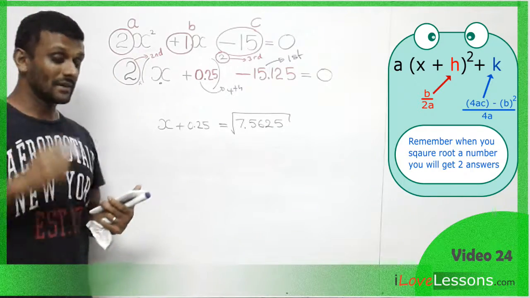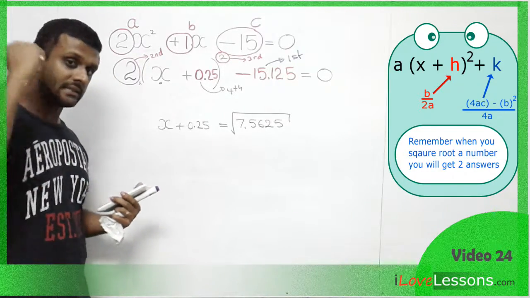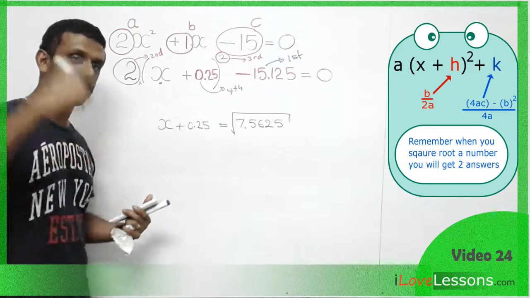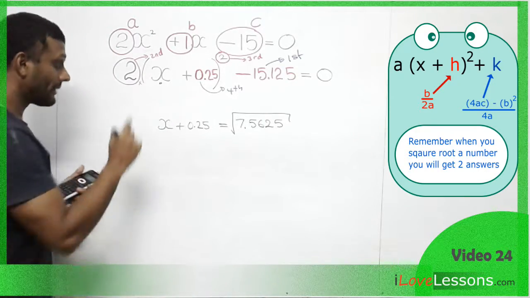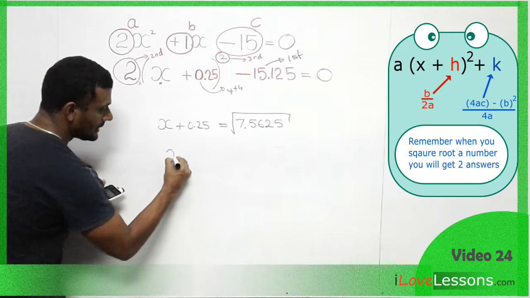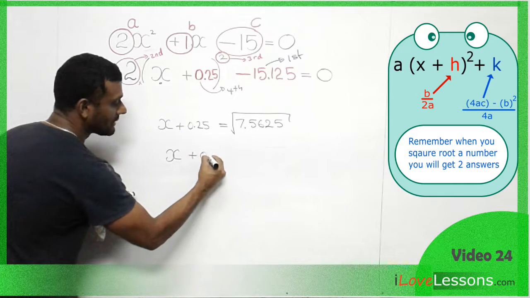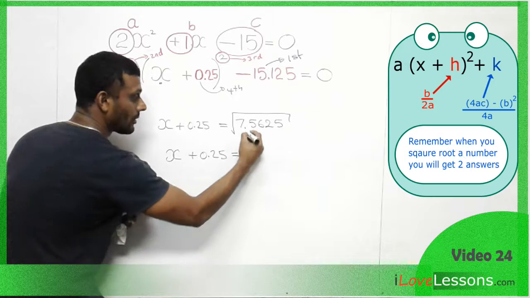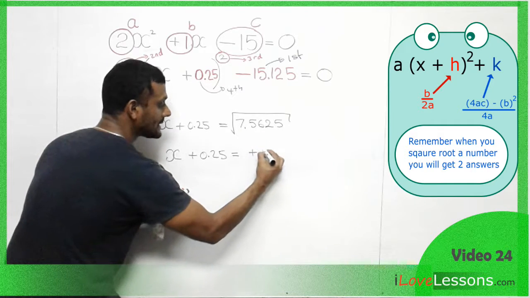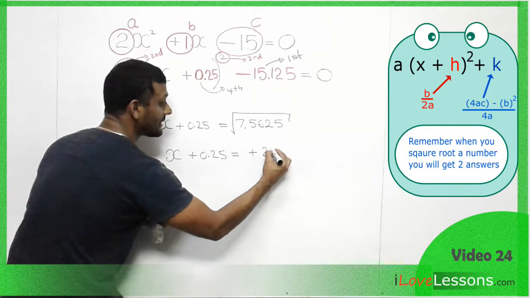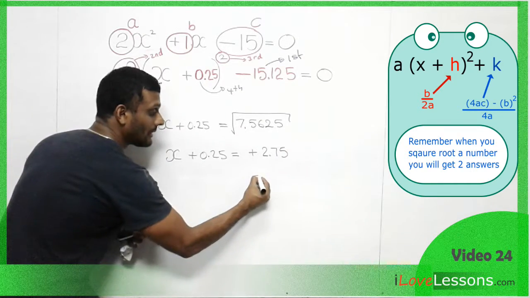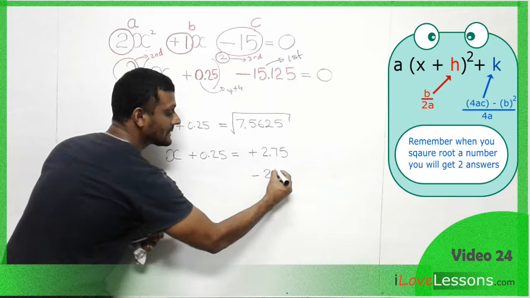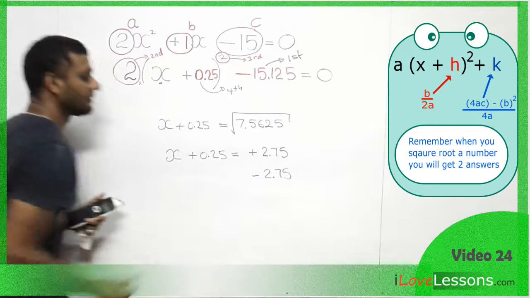Now remember, I said when you square root something, you get how many answers? 2. One will be positive and the other one will automatically be negative. When we square root this, we get a really nice answer. We get x plus 0.25. When we square root this, we get positive 2.75. And its evil twin is minus 2.75.